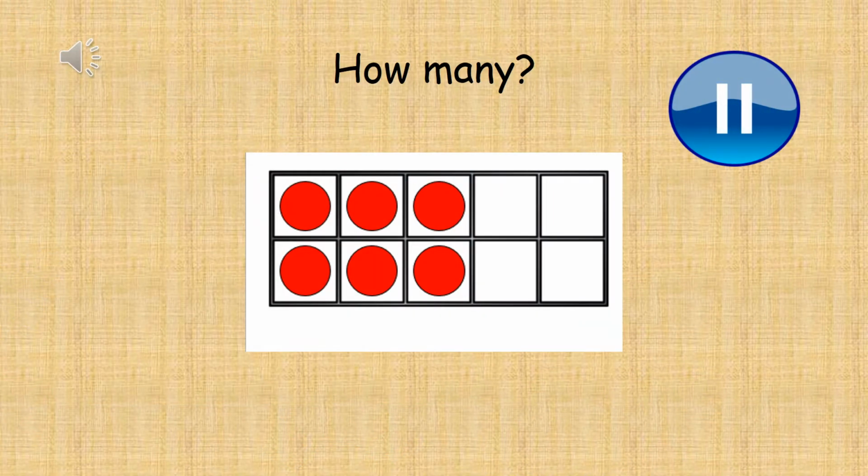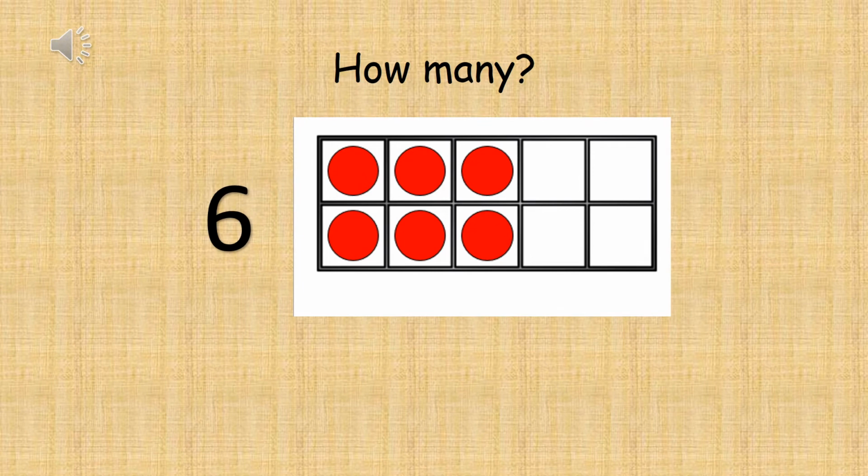Here is a tens frame. How many red counters can you see? That's correct. There are 6 counters, 3 across the top and 3 across the bottom, and altogether that makes 6.